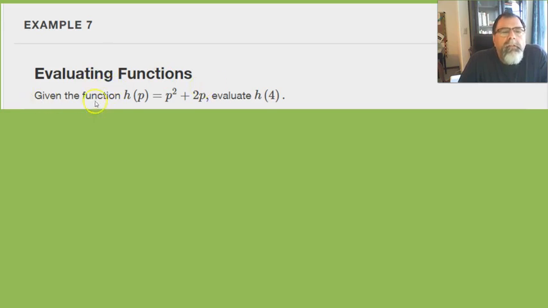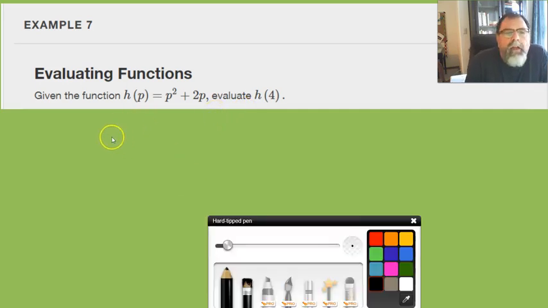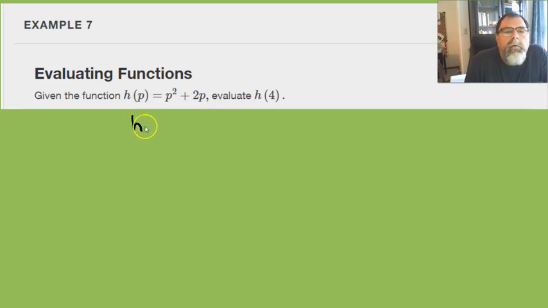Example 7, evaluating functions. Given the function h of p is equal to p squared plus 2p, evaluate h of 4. So again, remember, to evaluate a function, we're just going to take the input value and substitute it in. So the input value is 4, and it's going in for p. So we take all the p's out. Remember, I use this trick. Put a blank parenthesis for all the input variables. So in this case, it's p.